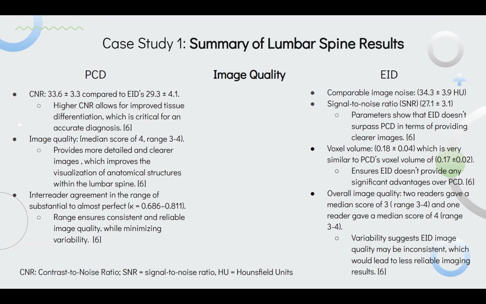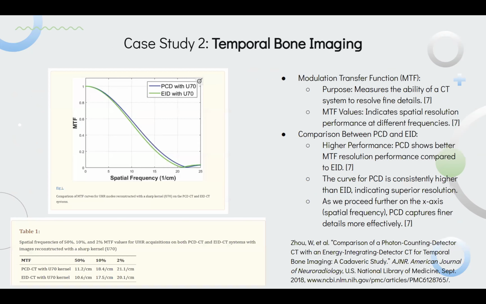And then for the image quality, 2 readers gave a median score of 3 and 1 gave a median score of 4. So this also shows variability, and suggests that EID image quality may be inconsistent, since some readers rated 3 but some rated 4. So this would also lead to less reliable imaging results.